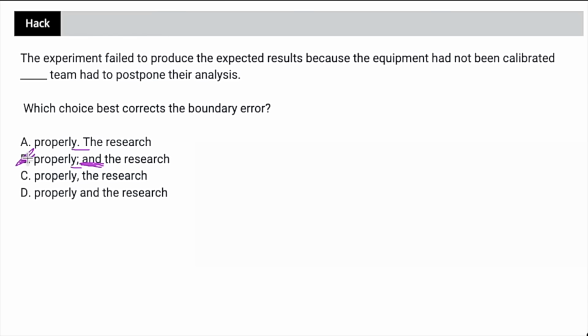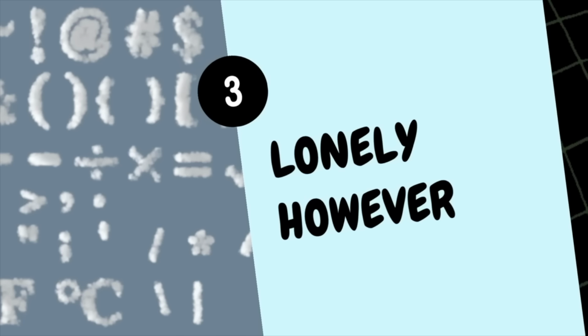And now A is an option, right? So now we just need to consider, do we have 2 independent clauses? The experiment failed to produce the expected results because the equipment had not been calibrated properly. Boom, that's a full independent clause. The research team had to postpone their analysis. That's an independent clause. It's going to be choice A because this is a comma splice and this is a complete run-on, right? And while periods and semicolons have each other to hang out with, the word however gets very lonely without punctuation after it, usually a comma.